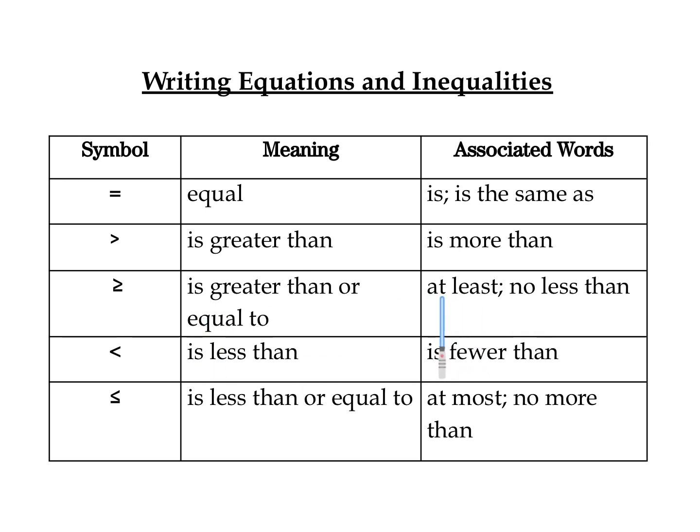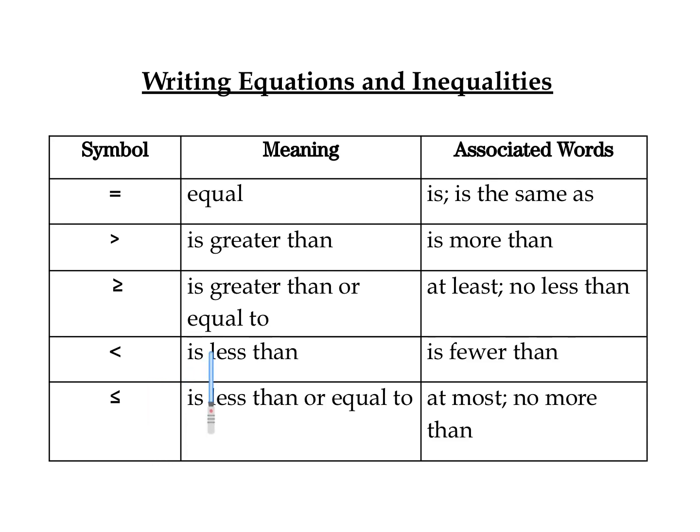And then we have is greater than or equal to. At least. If you have at least something, you have that amount, or it could be equal to that amount. That's why we have the greater than or equal to symbol underneath it. Okay, no less than. If you have no less than something, that means you have that amount or something more than it. So sometimes you got to be careful with these words and think about the situation and what symbol might go with that.